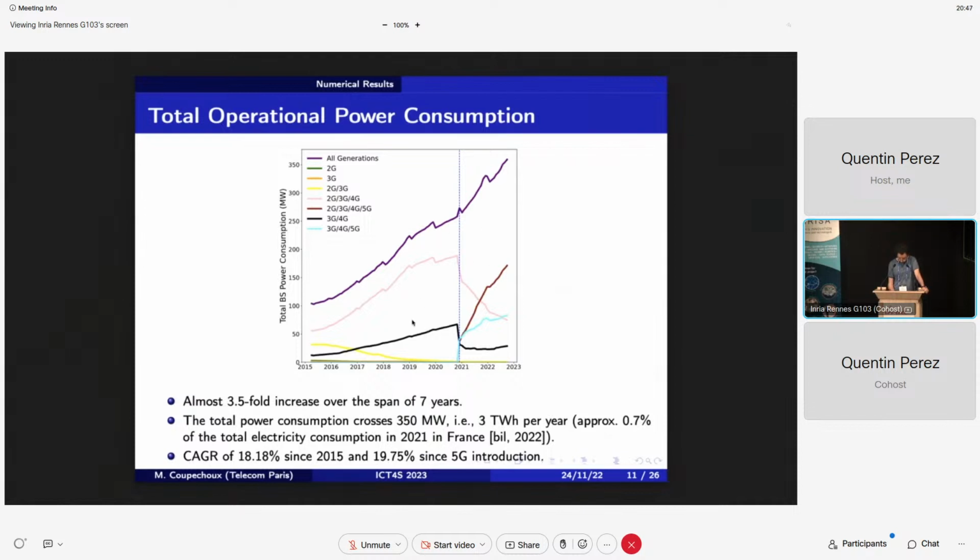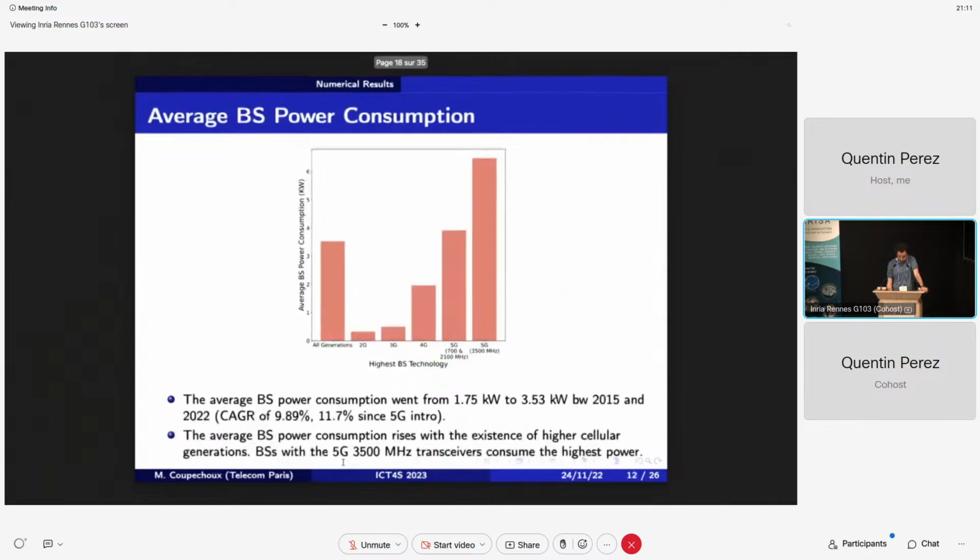And the total consumption is here 350 megawatts, so it translates into 3 terawatt-hours per year, which is a bit less than 1% of the total electricity consumption in France in 2021. The growth rate has accelerated a little bit from 18 to 19% with the introduction of 5G. The reason also is the fact that the base stations are bigger and bigger.